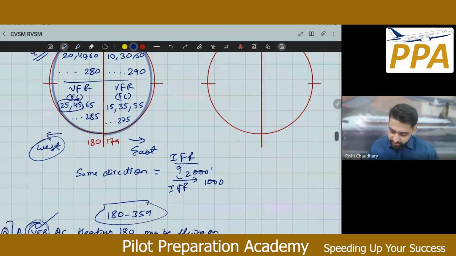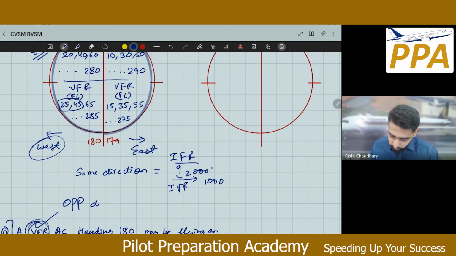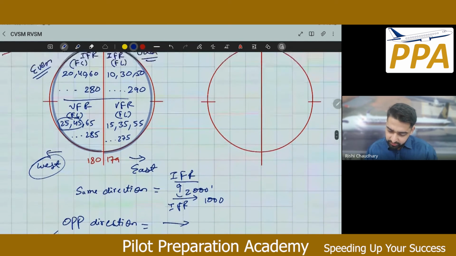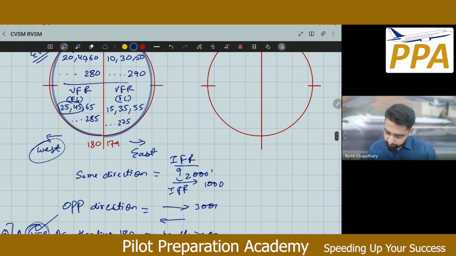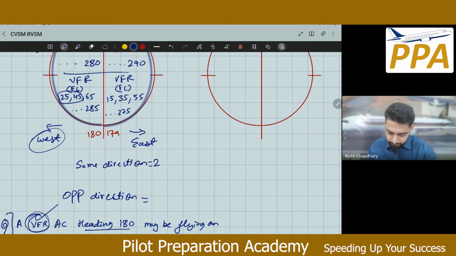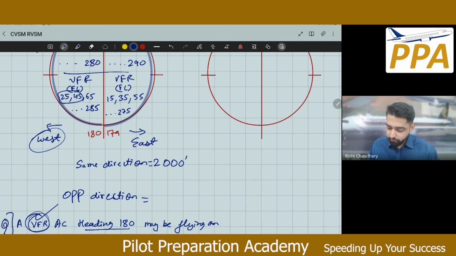If the planes are going in the opposite direction, then the separation will be how much? We'll take two IFR planes again. One is going on 090 and another is going on 270. Just imagine if the 090 plane is at flight level 3000 feet, and the other plane is at flight level 2000 feet, then they have a separation of 1000 feet. So there's a 1000 feet separation in opposite direction and 2000 feet separation in same direction. I hope it is clear.